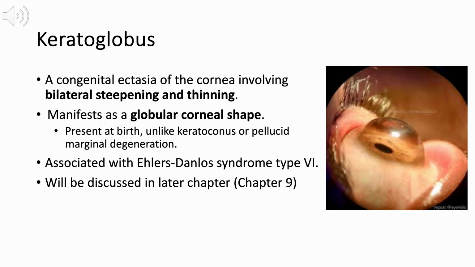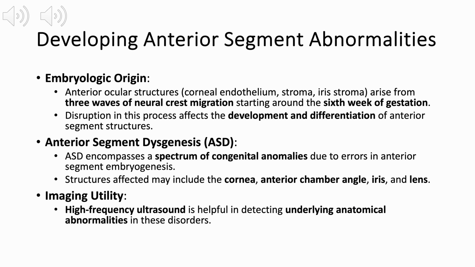Developmental anomalies of the cornea and associated anterior segment structures often stem from disruptions in embryologic development. Anterior ocular structures, such as the corneal endothelium, stroma, and iris stroma, arise through a process involving 3 distinct waves of neural crest cell migration, beginning around the 6th week of gestation. Interruption in this finely tuned process can adversely impact the development and differentiation of anterior segment structures.